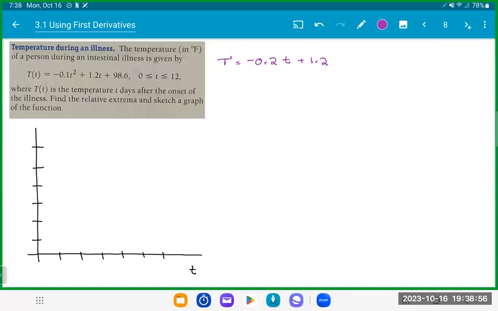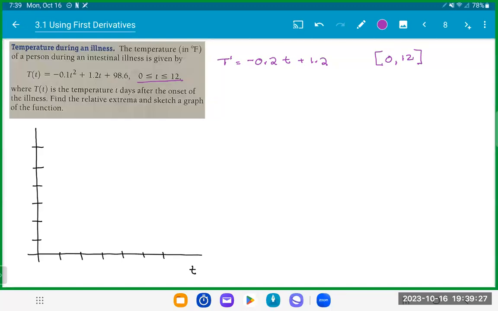And this is right here telling us that we're on this interval from 0 to 12. So we're not actually looking from negative infinity to positive infinity. We are restricted to time equals 0 all the way out to time equal 12, where time is in days. So from 0 days to 12 days.